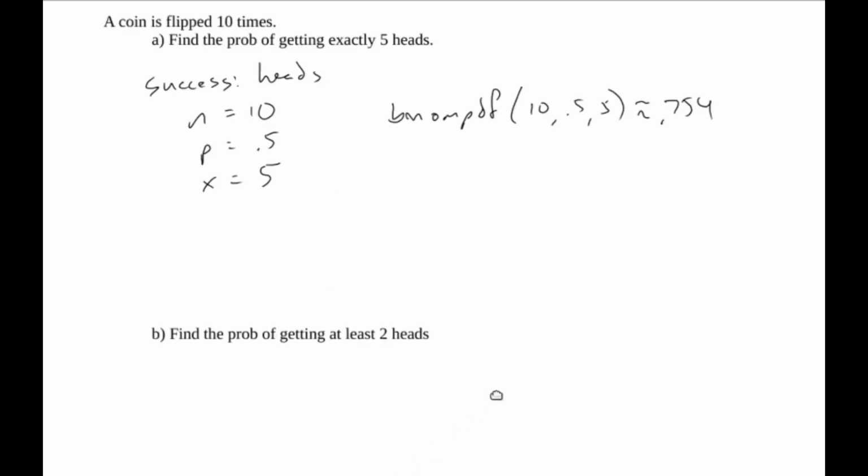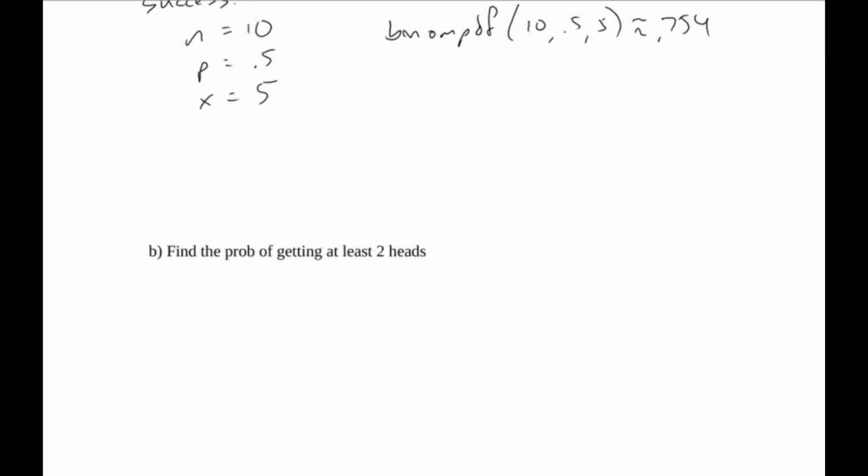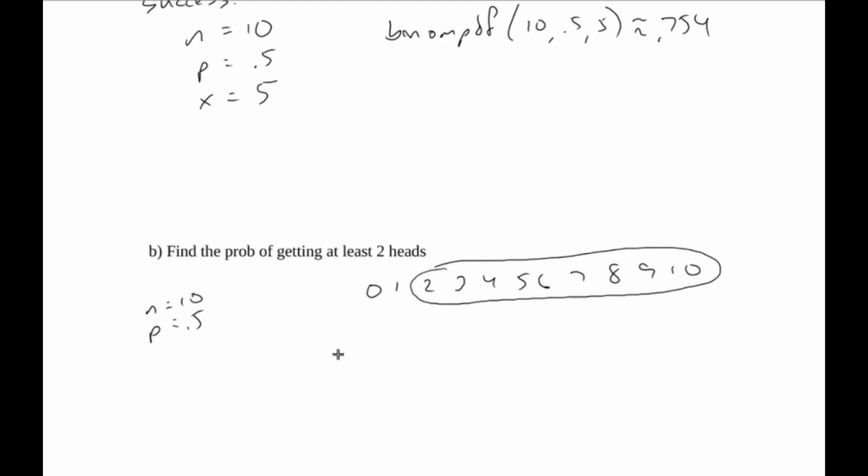Now, if we wanted to find the probability of getting at least 2 heads, this is a little bit of a different problem, because our n and our p are still the same. N is 10 and p is still 0.5, because we're still flipping a coin, and we're still flipping it 10 times. But again, if we think about the number of different outcomes we could get, 0, 1, 2, 3, 4, 5, 6, 7, 8, 9, 10, the number of heads we could get. We're saying the probability of getting at least 2 heads. That's talking about all of that probability.